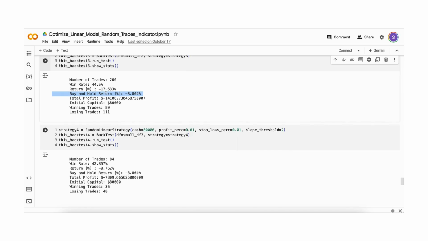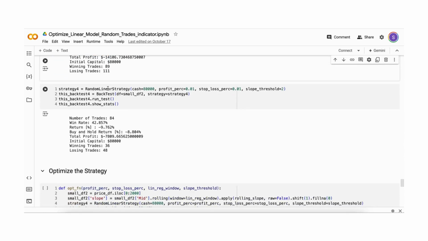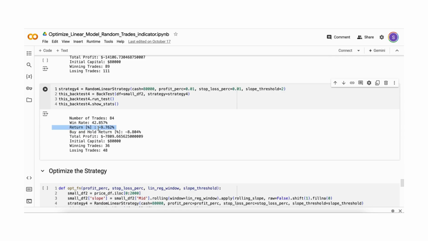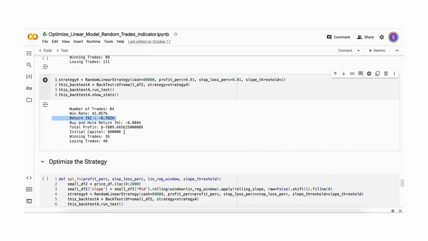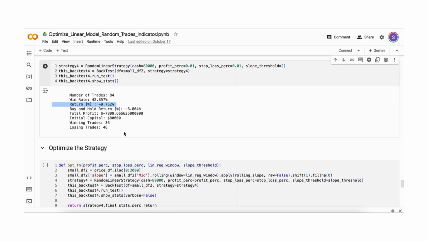in this case, the buy and hold has a minus 8.8% return, and the random strategy does very poorly at minus 17%. Our linear regression strategy is better than random, but it does a little worse than buy and hold. So the next thing that we are going to try to do is to optimize this strategy.